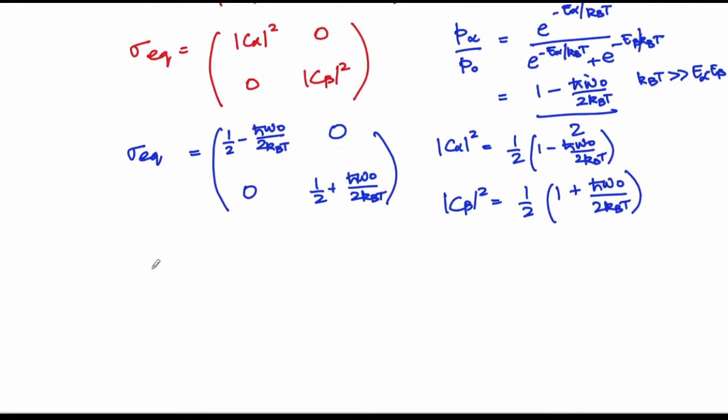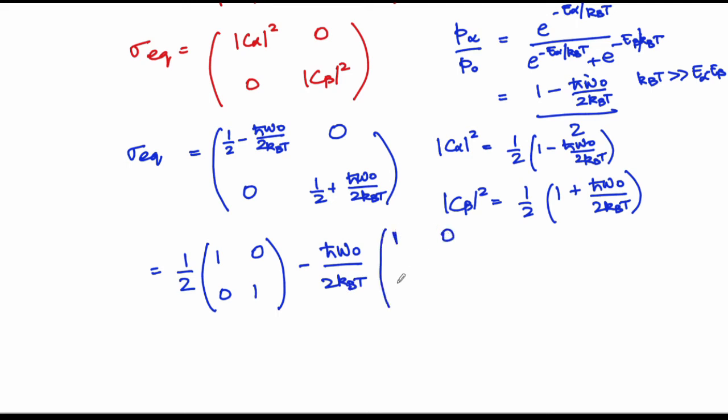Now, if you pay close attention, you can take the 1/2 out, where you're going to have a 1, 0, 0, 1. And then at the same time, we can take the minus ħω₀ by 2kBT out, so that we get 1, 0, 0, minus 1. Therefore, you are able to immediately understand it's a 1/2 E/2 minus ħω₀ by 2kBT times the Iz operator.